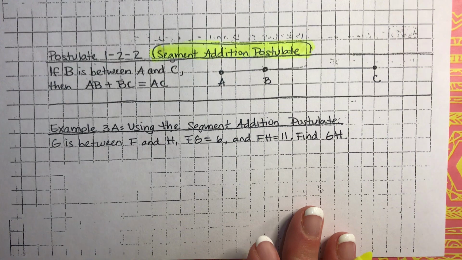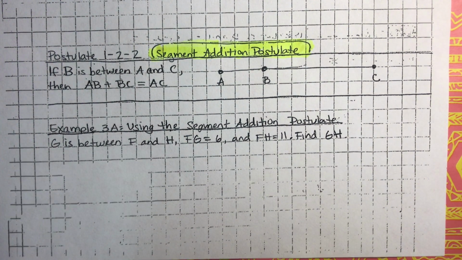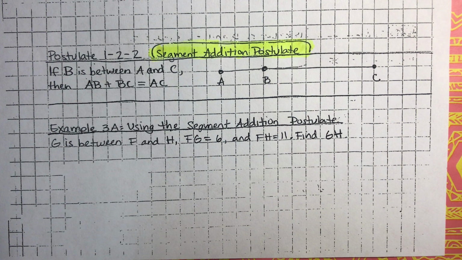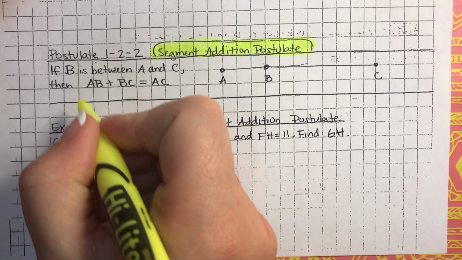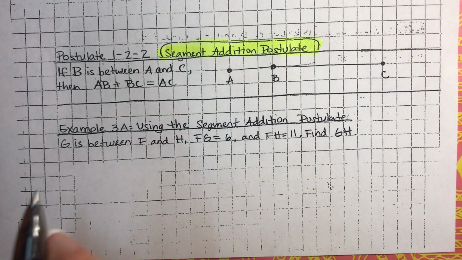You're going to see it in chapter 1. You're going to see it in chapter 2. You're going to see it in chapter 3 and 4 and so on. Okay, it's all over the place. So, what this says is if B is between, so I'm just going to put this on here. So you need to be making flashcards, right?